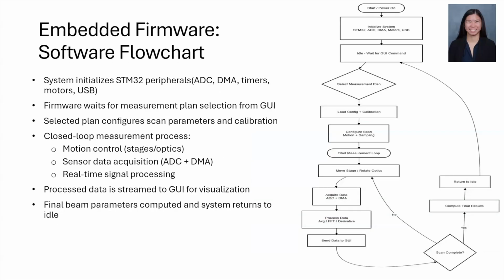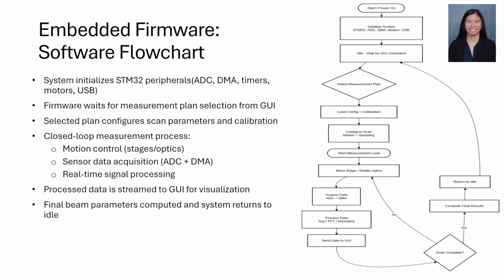For the embedded firmware software flowchart, we have a simple flowchart of the STM initializing all of its peripherals, like the ADC, DMA, any timers, motors, or any USB. The firmware waits for a measurement plan selection from the GUI, and then when that plan is selected, it configures any scan parameters and any calibration.